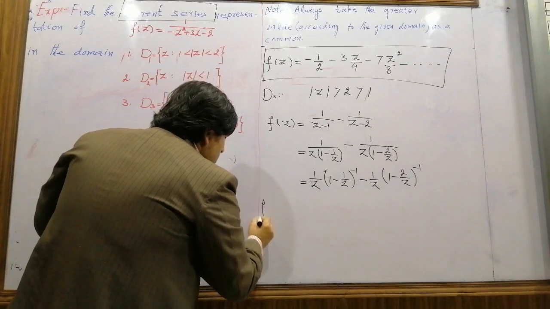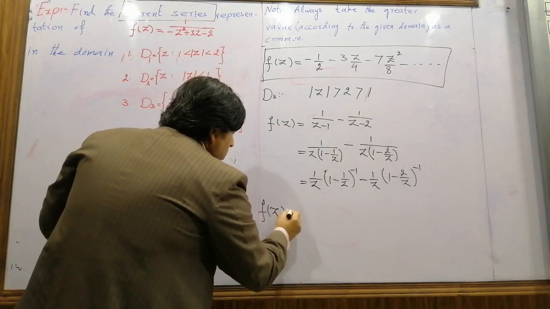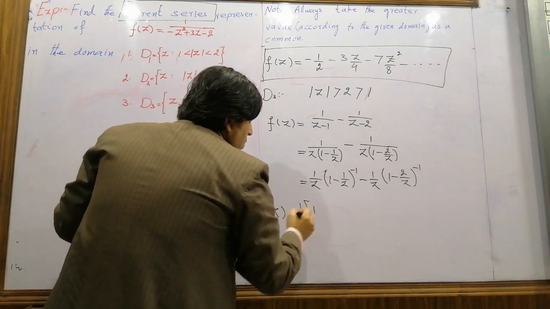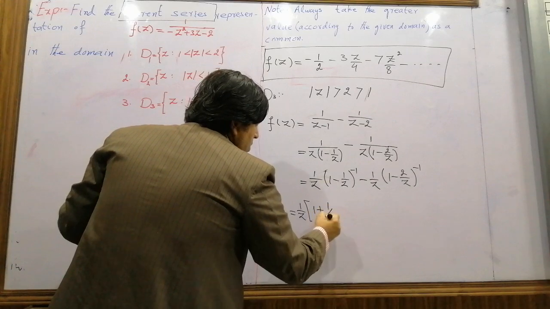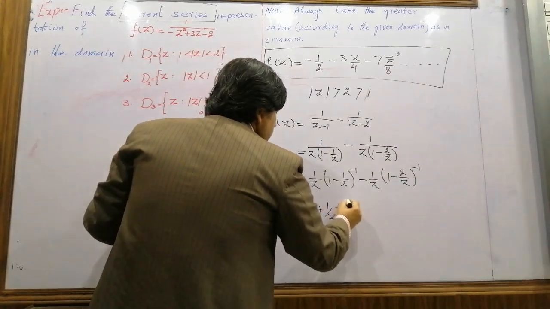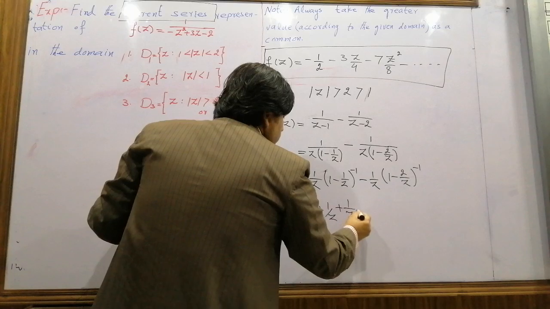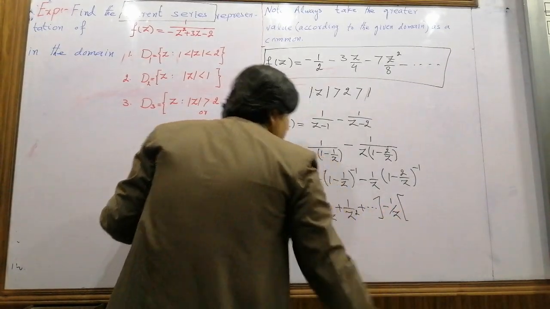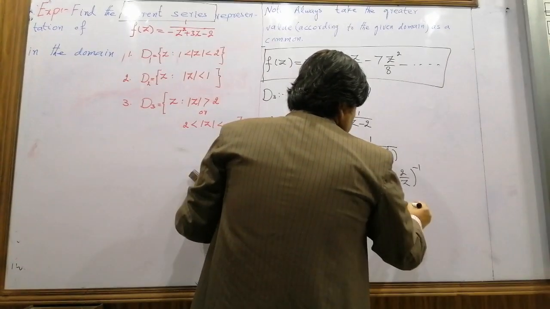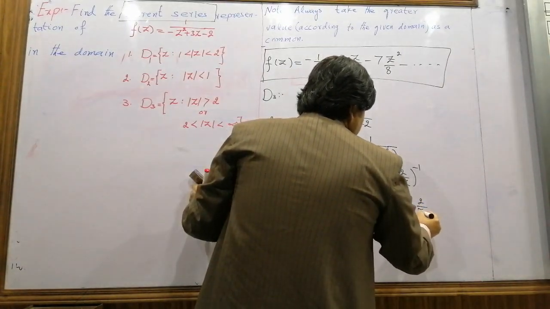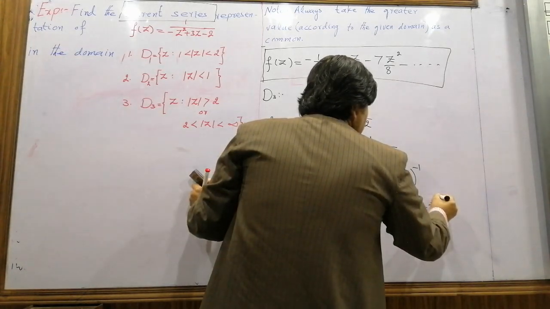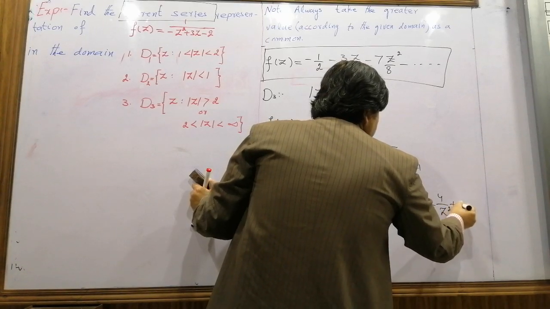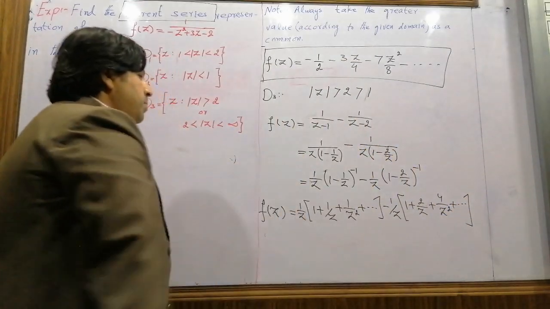And now I have to expand this by using the binomial expansion. So I can write that this is equal to 1 plus 1 over z plus 1 over z square and plus up to so on. And now minus 1 over z into 1 plus 2 by z plus 4 over z square and plus up to so on. Now I have to simplify this thing.